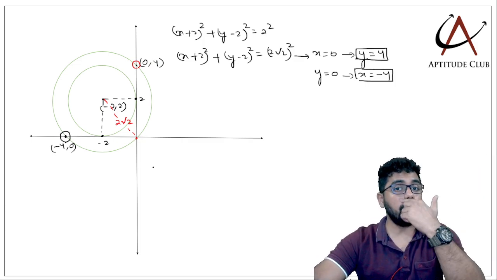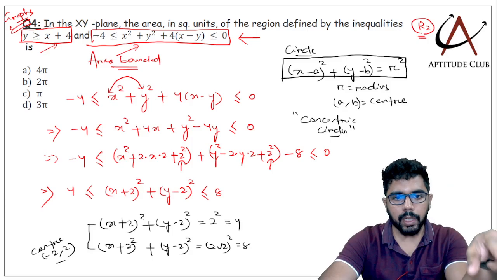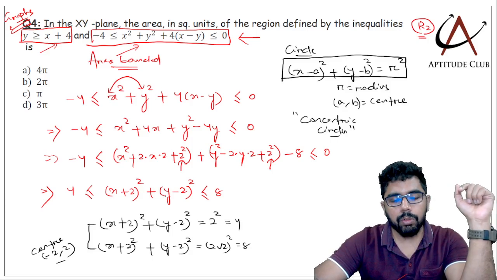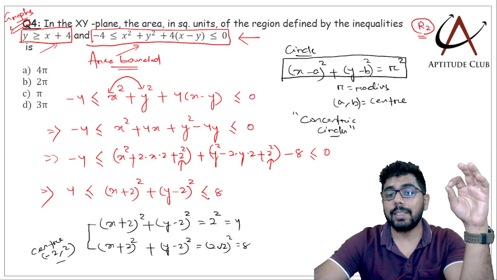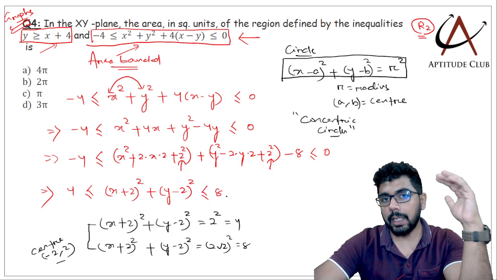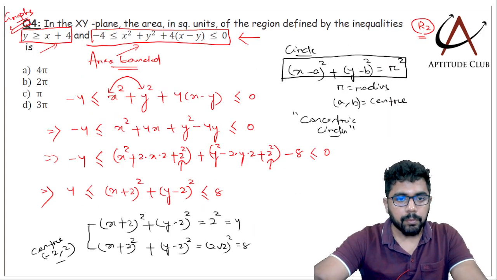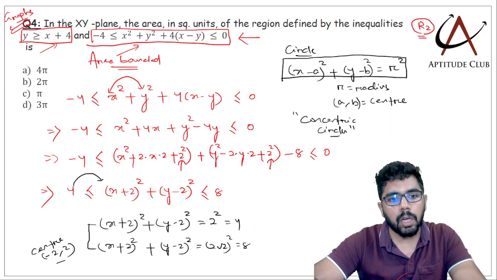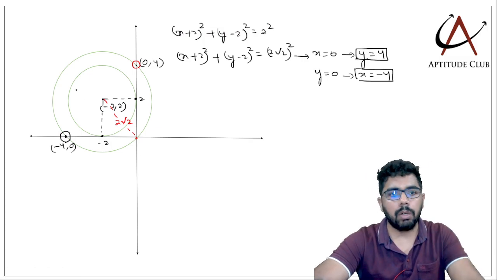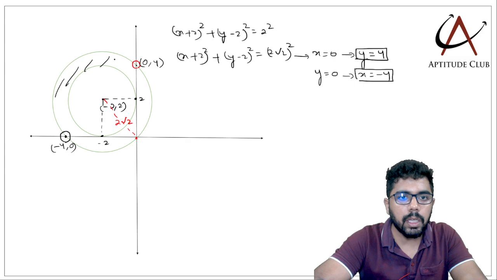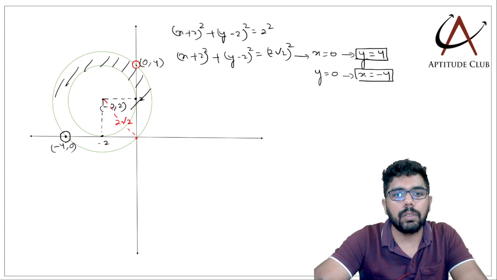Now let's come to the inequality part. So if I look at this, x plus 2 whole square plus y minus 2 whole square is less than equal to 8. Means I'll have to go for the region inside the outer circle. And greater than equal to 4 means outside the inner circle and inside the outer circle. Basically this is my area. It's kind of a ring now.